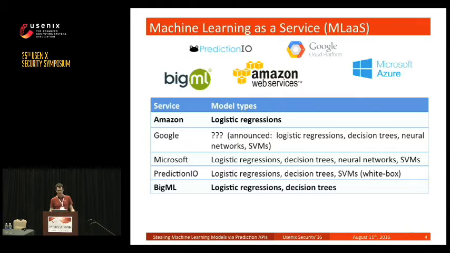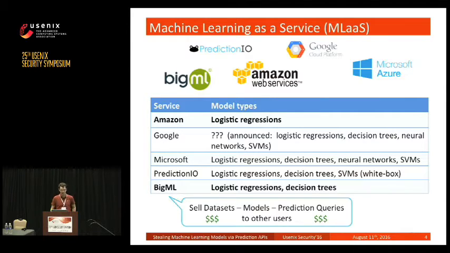These are just a few examples of popular machine learning as a service platforms. In this talk and in our paper, we focus mostly on Amazon and BigML. The latter is quite interesting in this context because they take this monetization of models, or of everything actually, to a higher level, and they allow users to sell data sets or trained models or prediction queries to other users in the system.